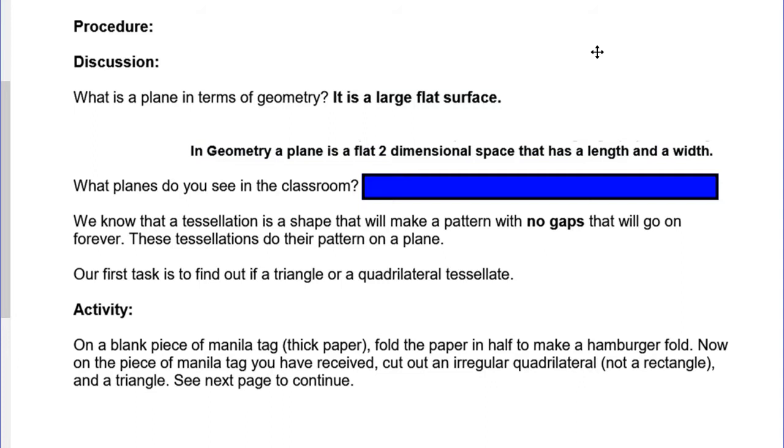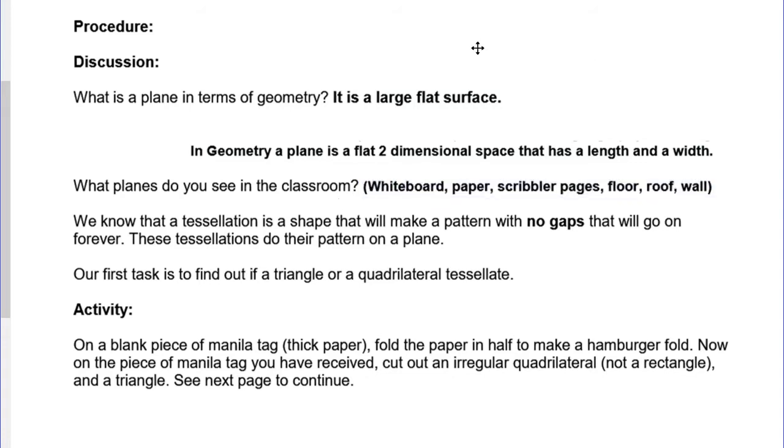Now if you look around your classroom, obviously I don't know if you're in a class or not, but if you're at home, you can look around your home. You'll probably see your tabletop, your floor. Maybe you have a desk at home, maybe the top of the bed. As I look around my classroom, I see a whiteboard, a piece of paper on the desk over here. I have scribbler pages open, and I've got the floor and the roof and the wall as the planes that I have.